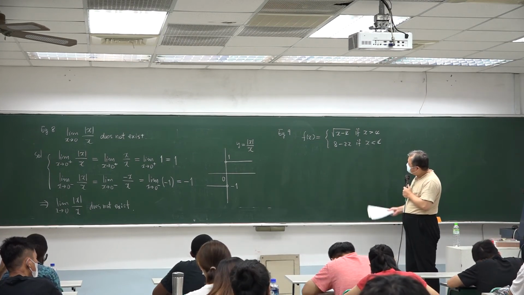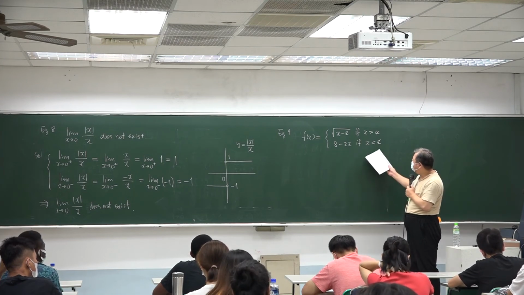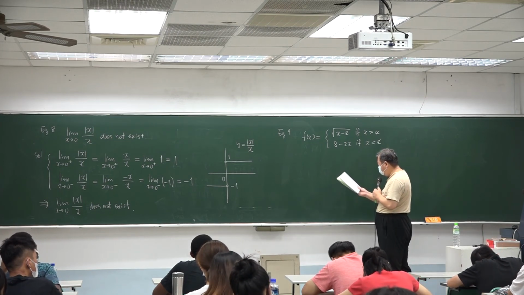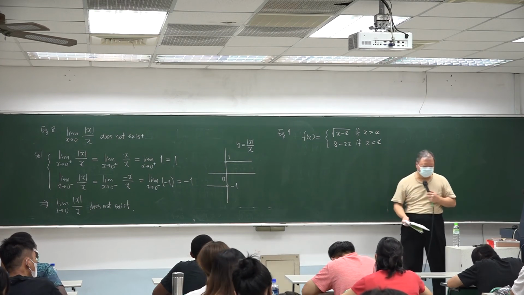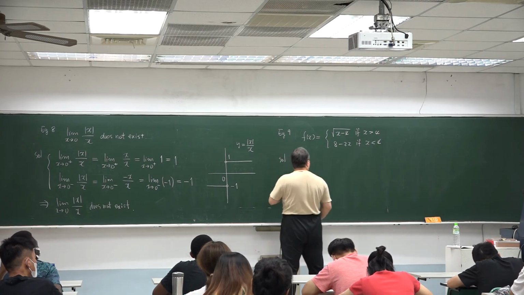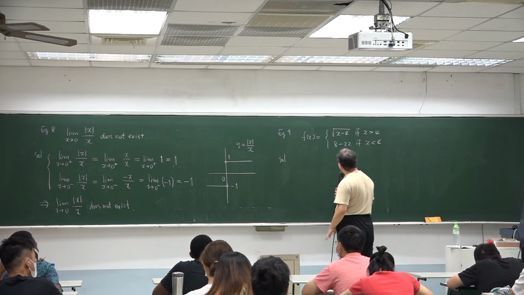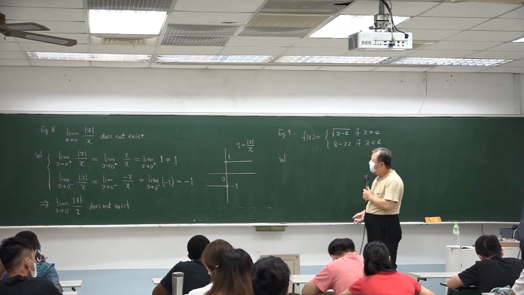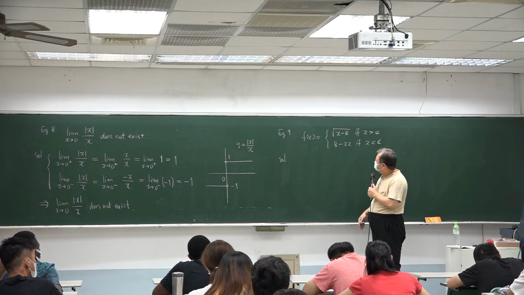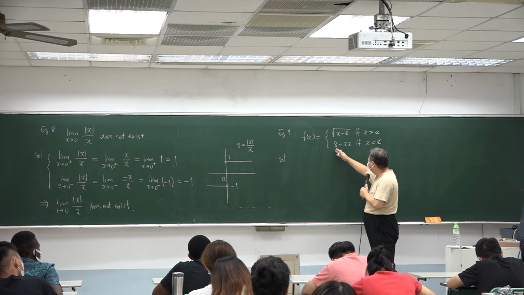In example 9, we have a function f, which is defined by this rule. Determine whether this limit exists or not. Well, these three examples are quite similar because they are defined piecewise. I mean, one side has a rule, another side has another rule.